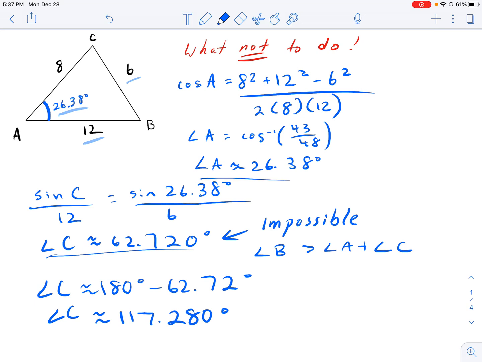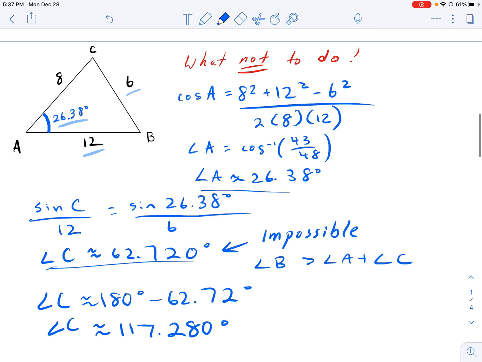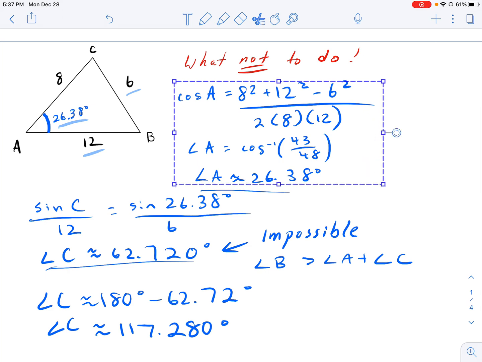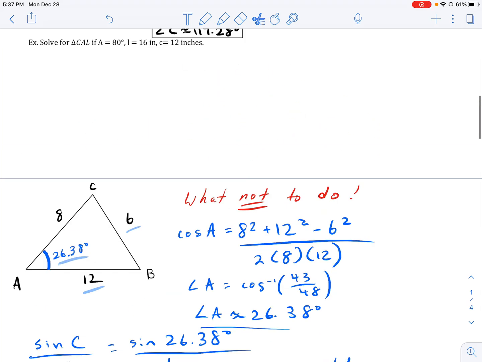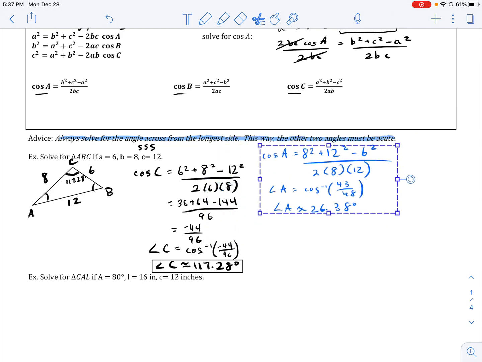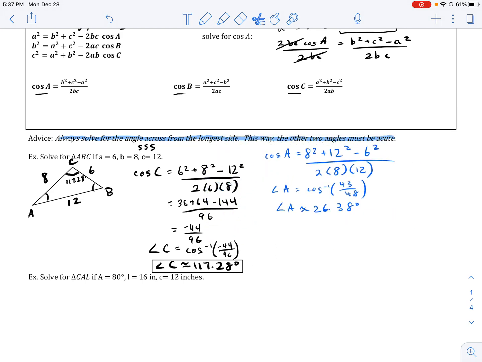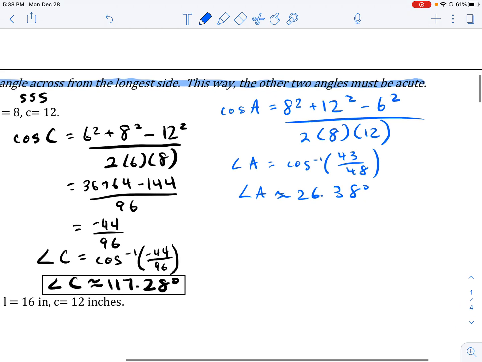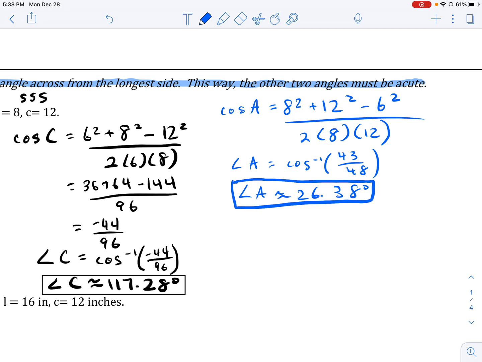So now that we've finished up this problem, I'm going to take this work here because this work was actually valid. It was fine. I'm going to go ahead and take this work here, go back up to my original problem, and let's finish this up. So we figured out angle C, and we figured out angle A. These were our two angles.